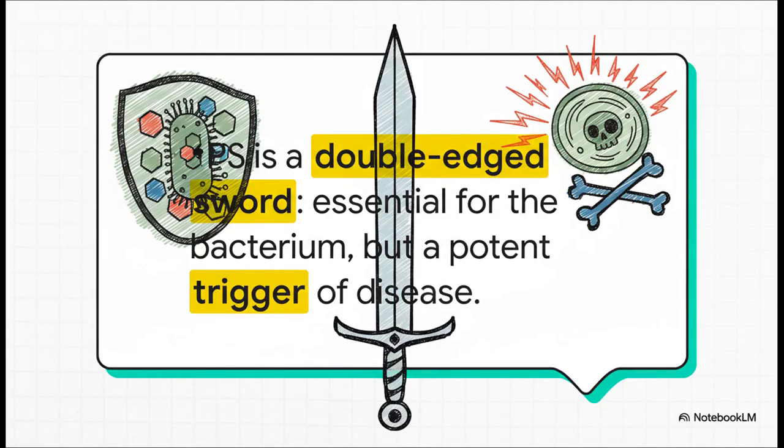It really all comes down to this core idea. LPS is a true double-edged sword. For the bacterium, it's an essential piece of armor it needs to survive. But for us, the host, that exact same molecule is a powerful trigger for a potentially fatal disease.